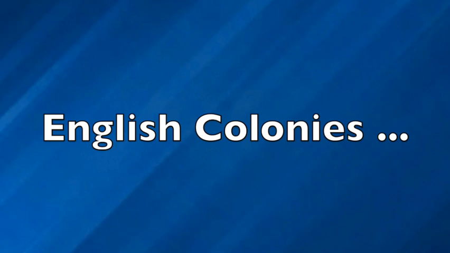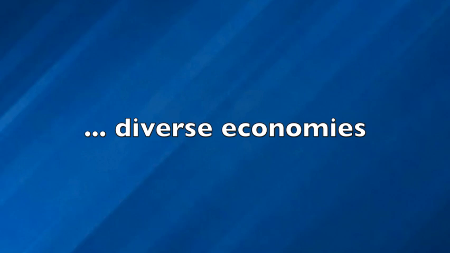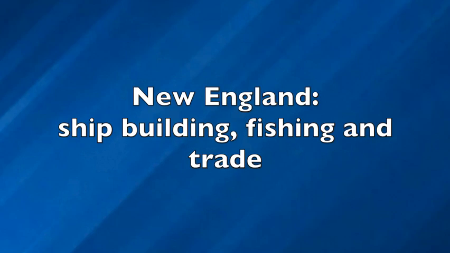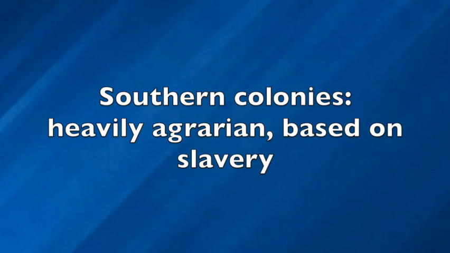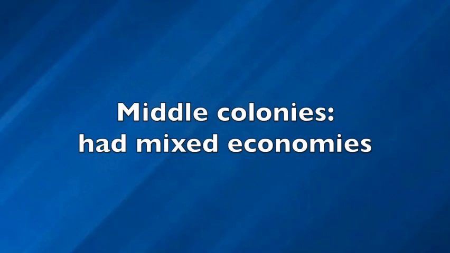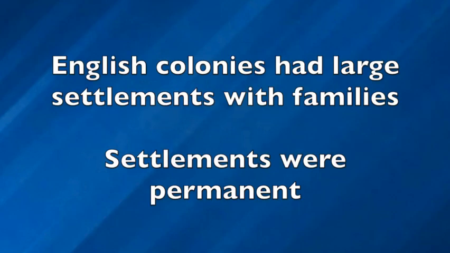The economy: diverse economies, including tobacco, rice, indigo, and cotton in the form of agriculture, trade, and manufacturing. The New England colonies focused on shipbuilding, fishing, and trade, while the southern colonies were heavily agrarian with plantation economies, where slavery was a big part of it. The middle colonies, like Pennsylvania, were a mix of what life was like in the New England colonies and the southern colonies.